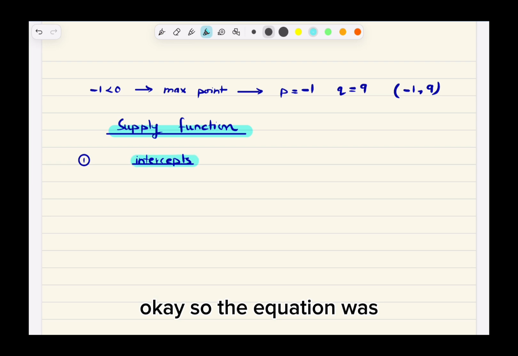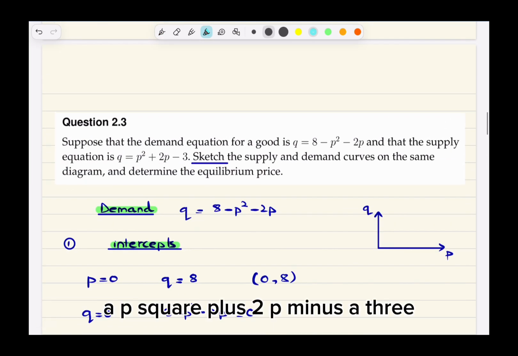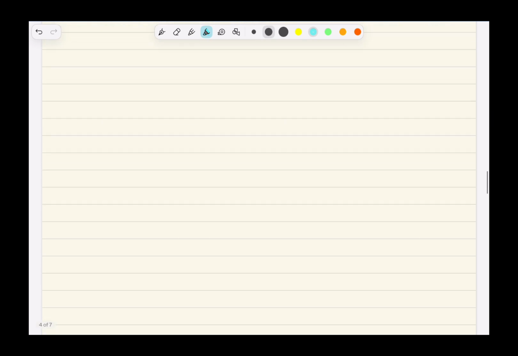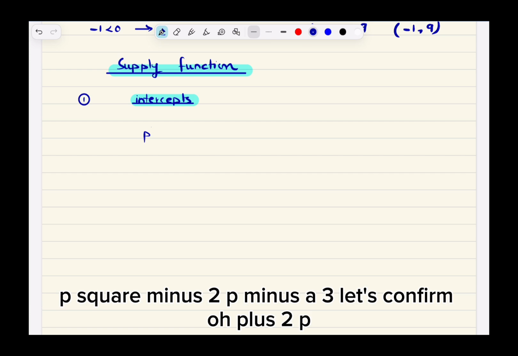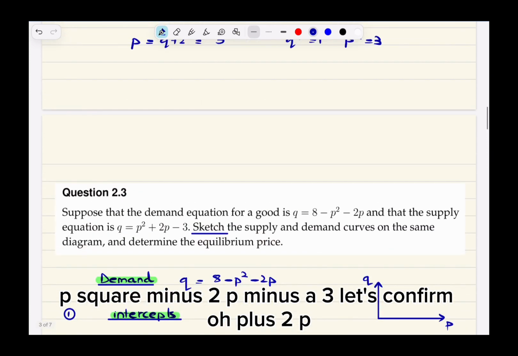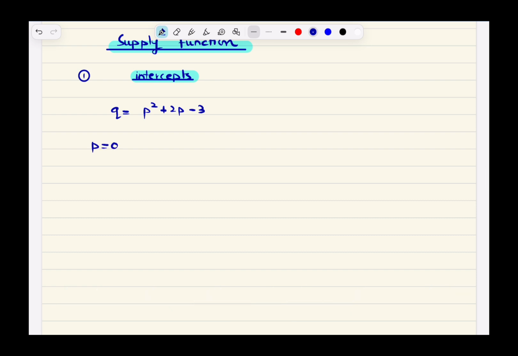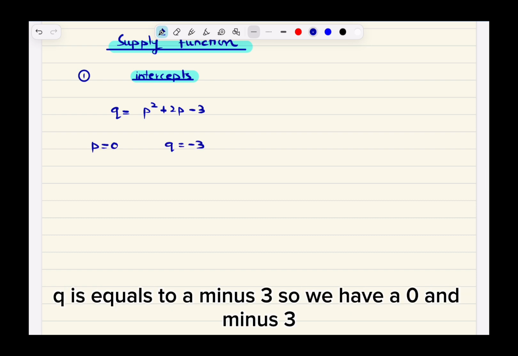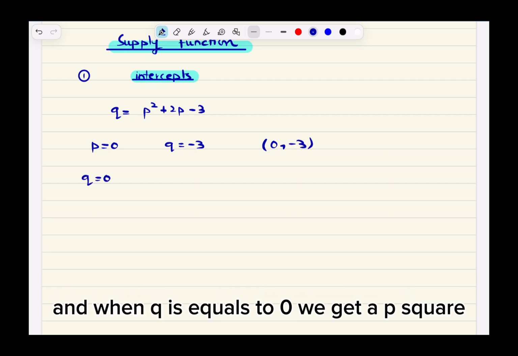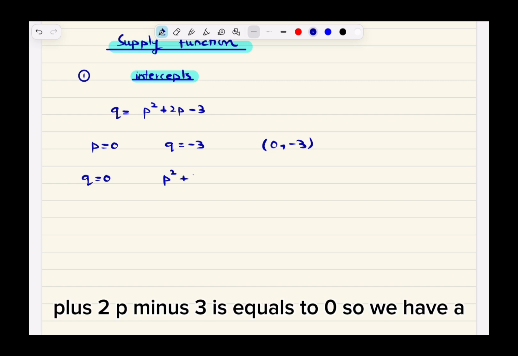Okay, so the equation was p squared plus 2p minus 3. Let's confirm: p squared plus 2p minus 3. So when p is equal to 0, q is equal to -3. So we have (0, -3). And when q is equal to 0, we get p squared plus 2p minus 3 equals 0.